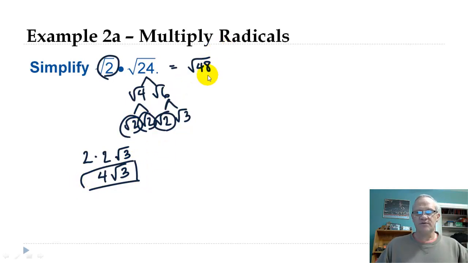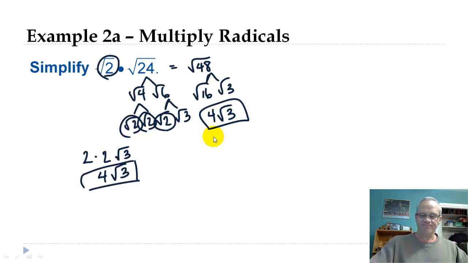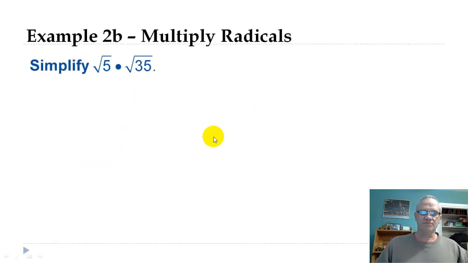And if you looked up here at the original 48, you could have made that square root of 16 times the square root of 3, and then the square root of 16, oh, well, that's 4, and guess what we end up with? Same thing. All right, how about this?